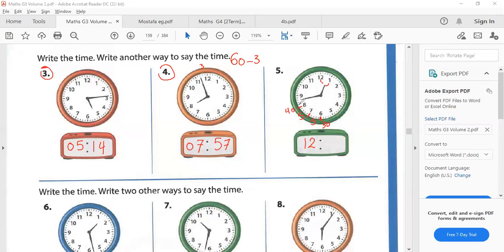Then after 40, we have 1, 2, 3. So after 40 we have 3 minutes. It's 43. Excellent. Thank you so much, ya Abdullah.